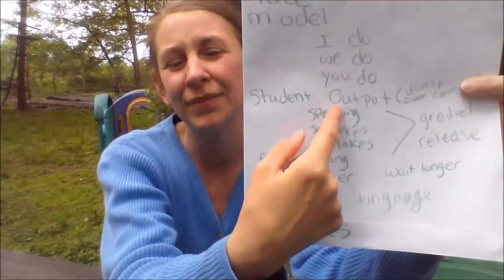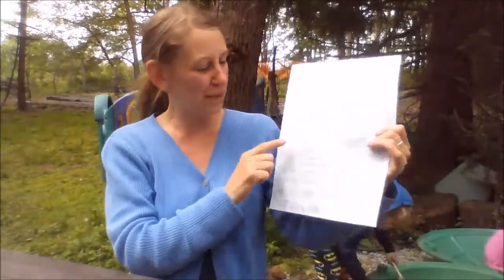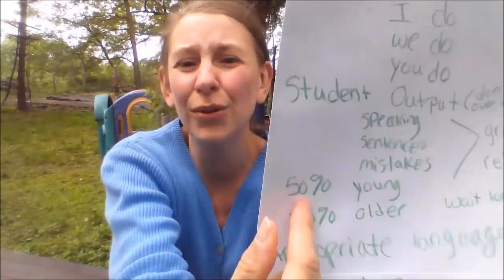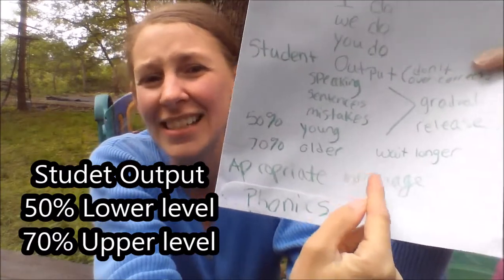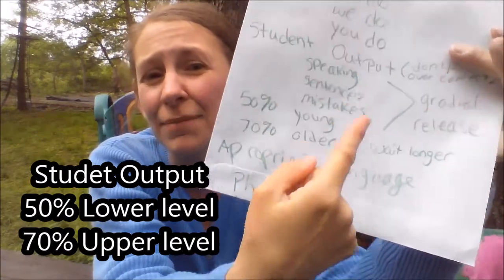Student output. We want our students to be speaking at least, for the lower level classes, 50% of the time. For our upper level classes, 70% of the time. Because what we are doing is we are gradually giving the student the reins to get more out of the student.